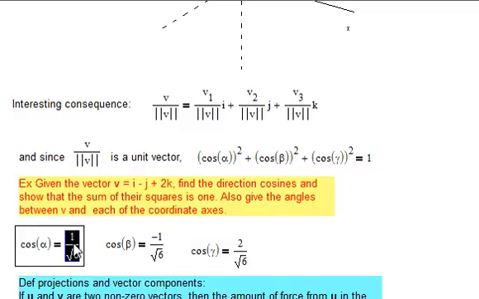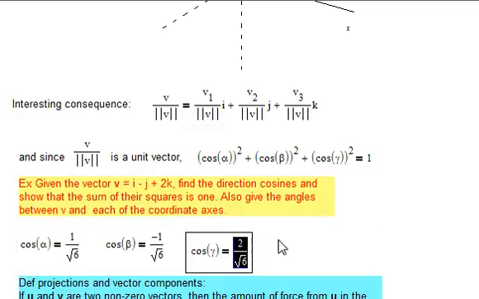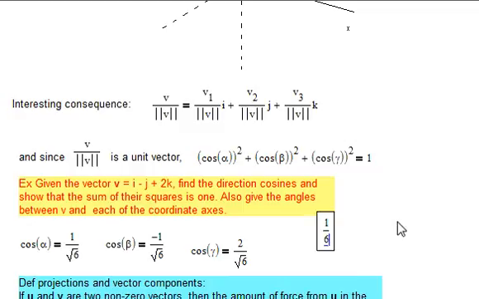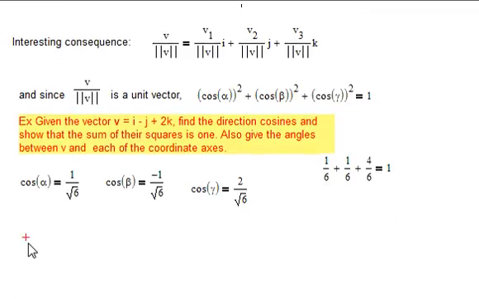So, okay, square this, you get 1/6. Square this, you get 1/6. Square this, you get 4/6. 1/6 plus 1/6 plus 4/6 equals 1. Done. Okay. Also give the angles between v and each of the coordinate axes. Well, that's not straightforward, but it's not terrible.